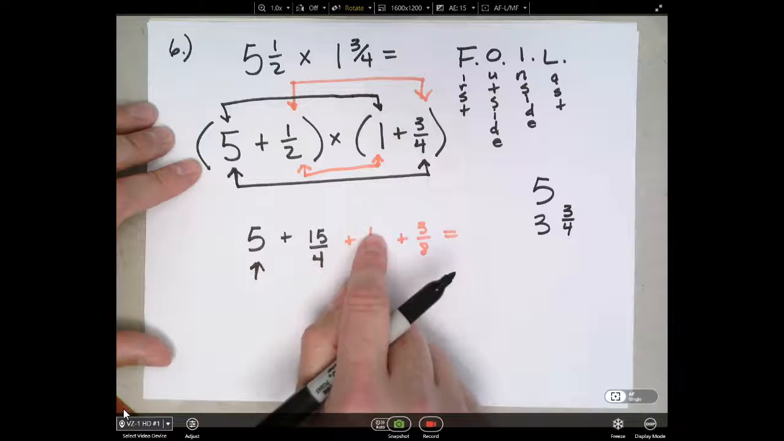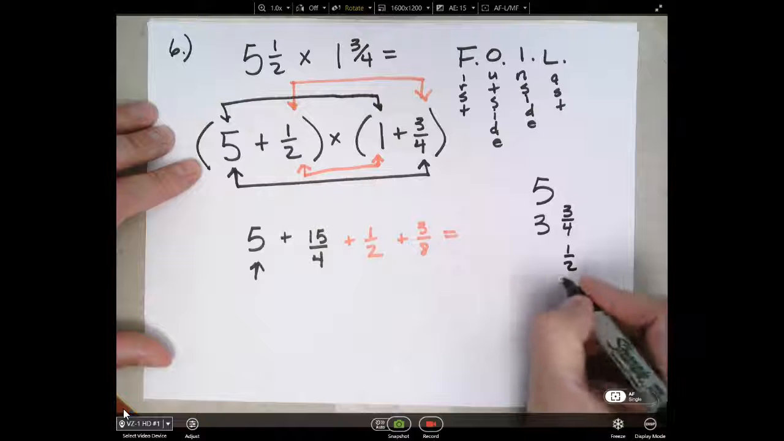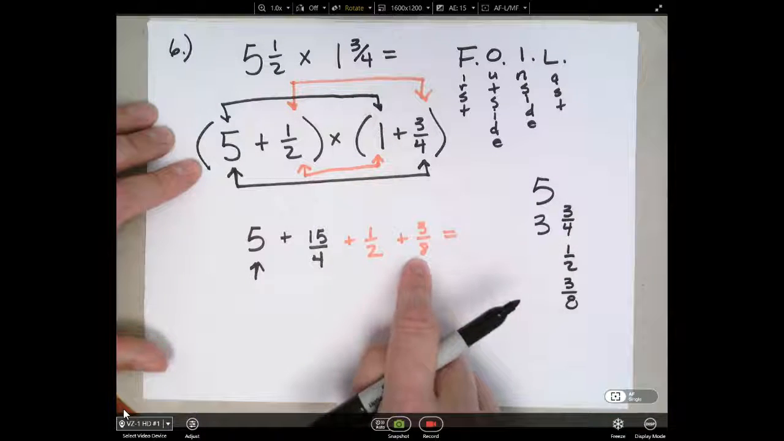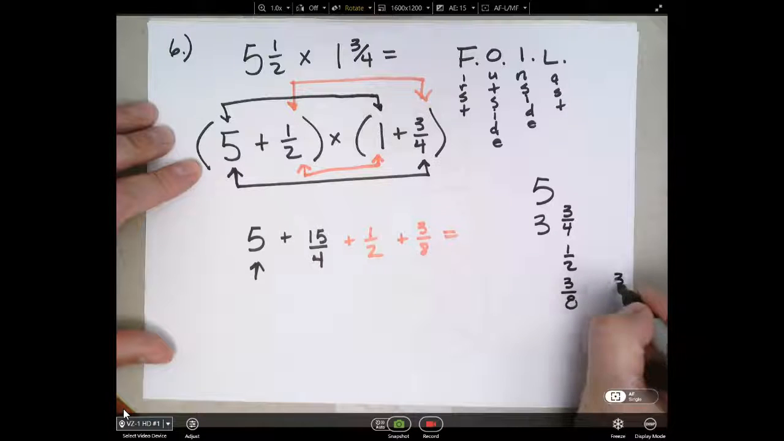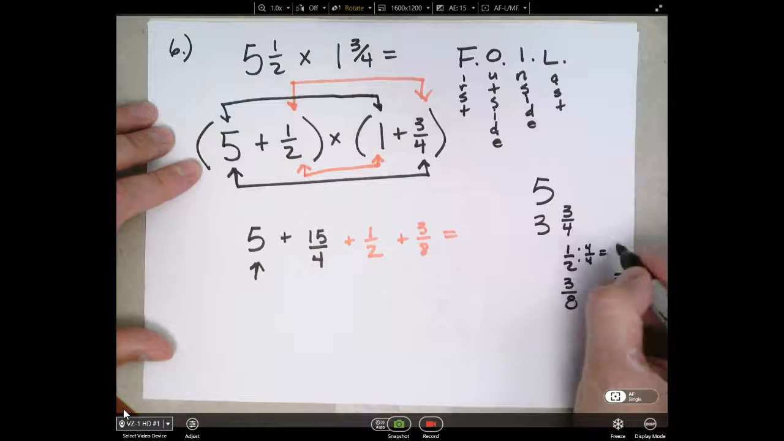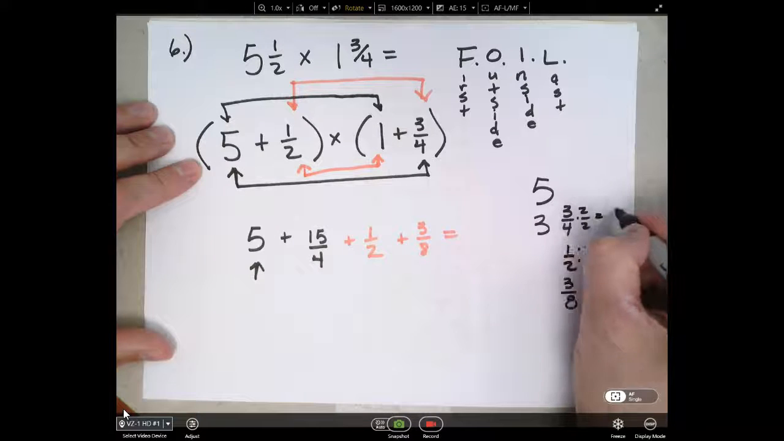And here I've got 1/2, and here I've got 3/8, and I'm going to use this number as my common denominator. So 3/8 remains 3/8. In order to get 1/2 into 8ths, I have to multiply by 4 over 4. So that gives me 4/8. And in order to get 4ths into 8ths, I multiply by 2 over 2, and that gives me 6/8.